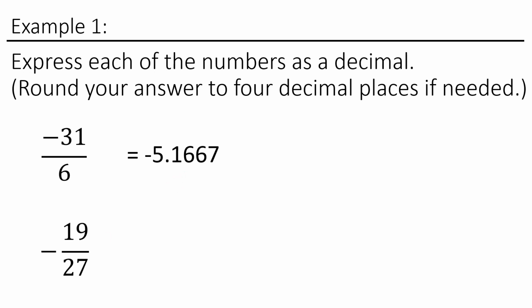Looking at another example, notice that the negative is out front. We could have written this with the negative 19, just like this one, and it would have basically been the same thing. You can have it written with the negative in the top, the negative in the bottom, or the negative out front, and it doesn't matter. I wanted you to know that it doesn't really matter either way. Put that into your calculator the same exact way: negative 19 divided by 27, and then you would round, and that would be a negative 0.7037.